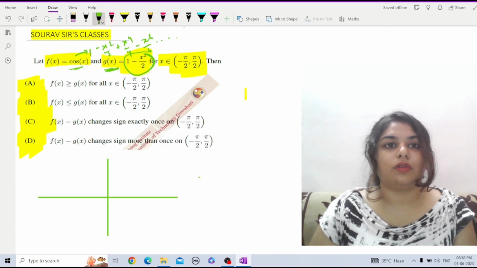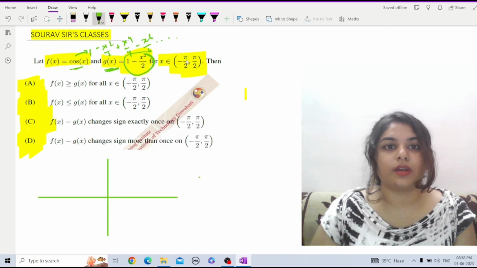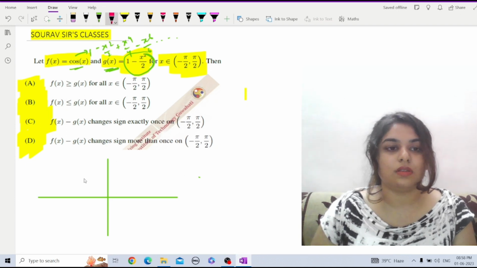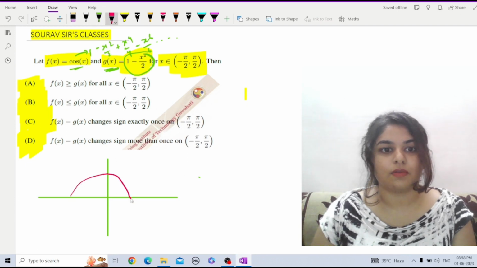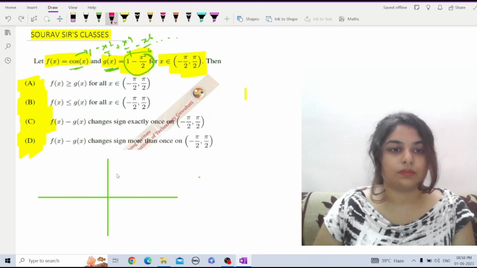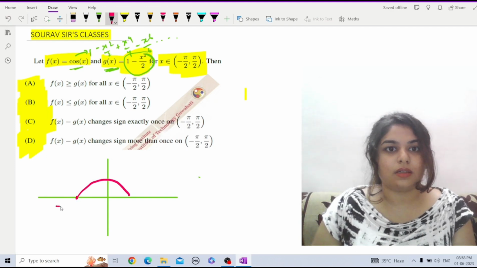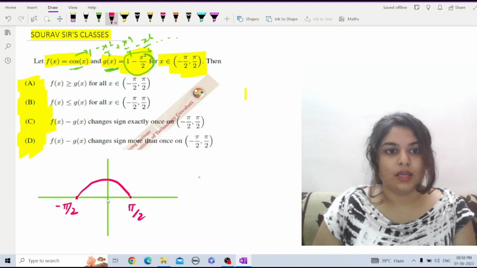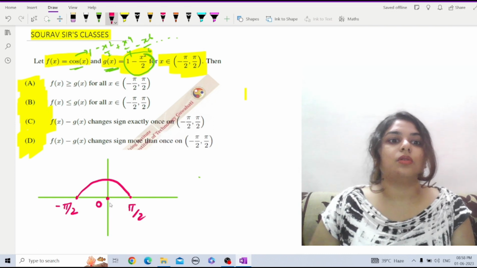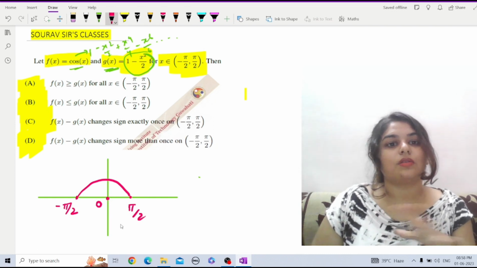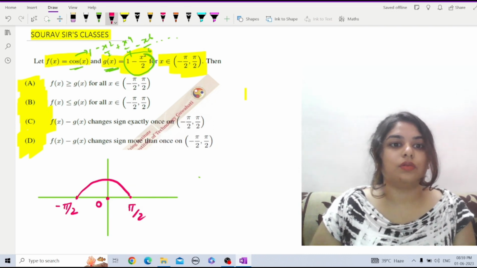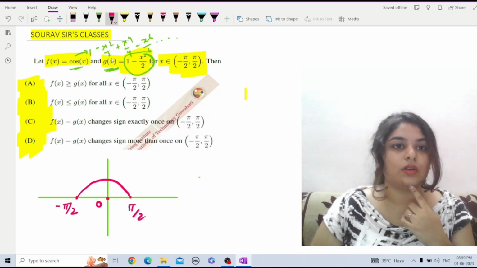Now for cos x, for x belongs to -pi/2 to pi/2, we can draw this one like this. Here we know that at -pi/2 this is 0, at pi/2 this is 0, and at 0, cos 0 is 1. So this is how we can draw it. Now we can draw for g(x).